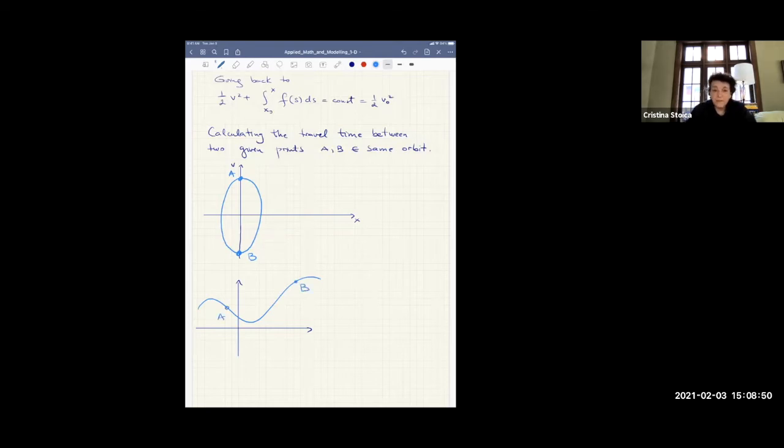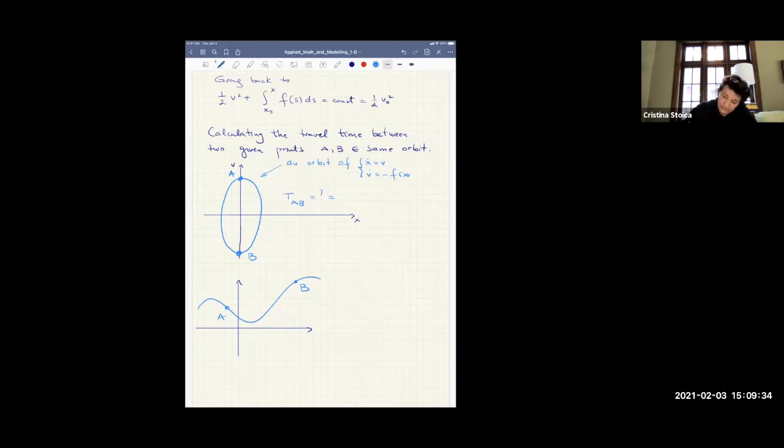What is the time to get from A to B? If we know that this is a phase curve or an orbit, this is an orbit of x2 dots. So let's write it: first, orbit. I'm taking an orbit of our system and 2 points on the orbit, and I want to compute the time to get from A to B. That's the question we want to answer.